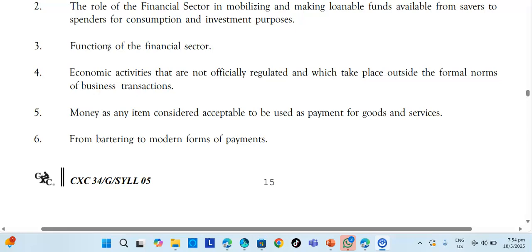Now, we're going to look at money as an item considered acceptable to be used as payment for goods and services. We first need to define what is money. Money is any item that is widely acceptable as a medium of exchange for goods and services or to settle debts. In simple terms, money is what people are willing to accept in exchange when buying or selling something.